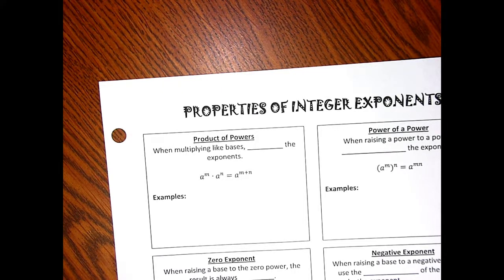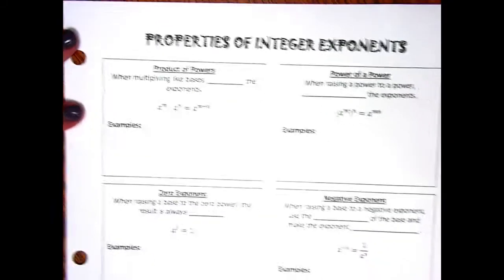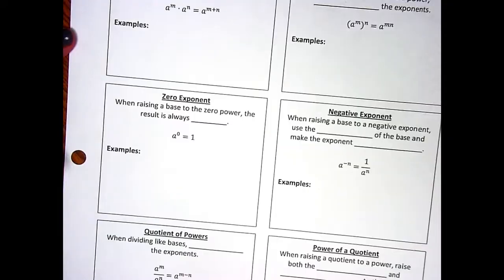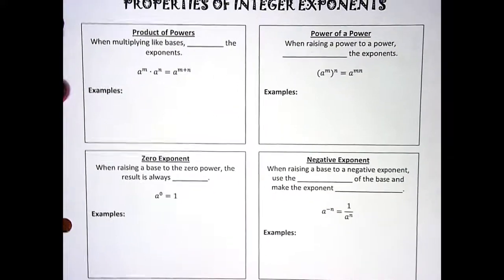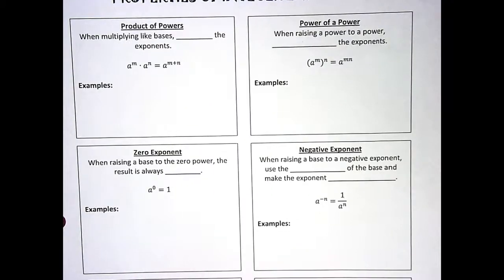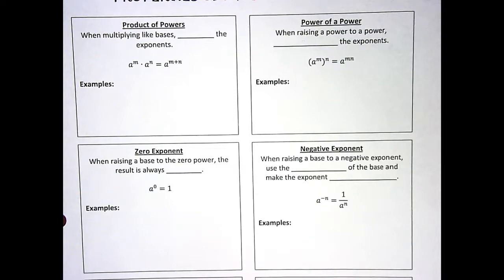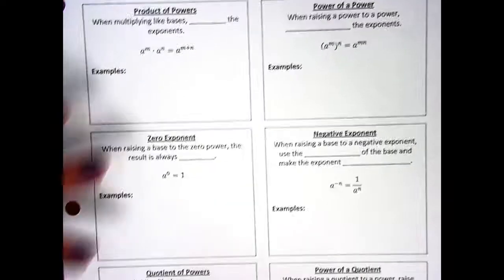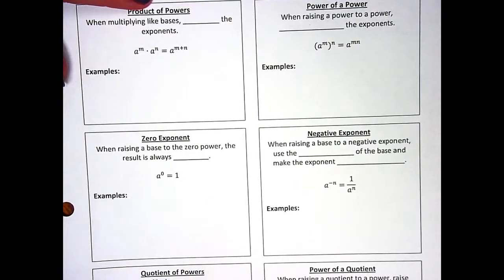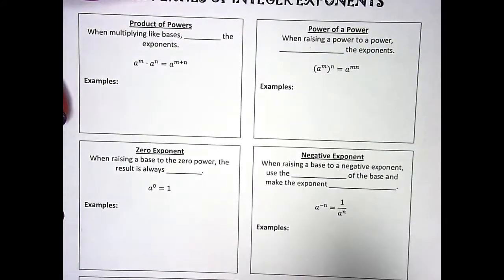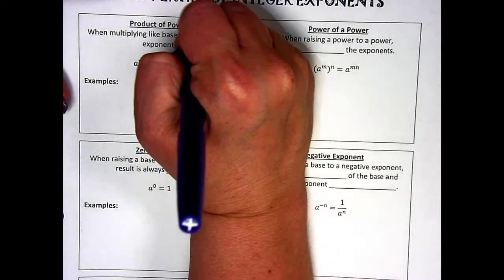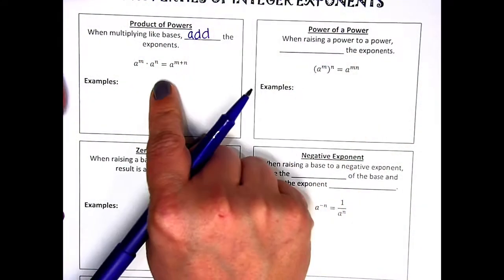These are going to be your examples for today's lesson, which was actually not in the book, but it's called Properties of Integer Exponents. So what I'm going to do today is go through each property and tell you what they do and then give you a couple examples of each. So when we have product of powers, it says when multiplying the bases, you're going to add the exponents.